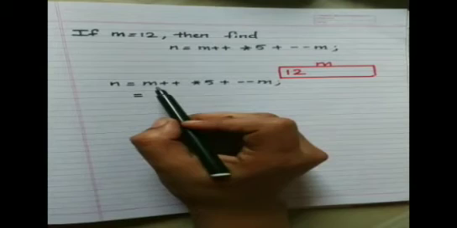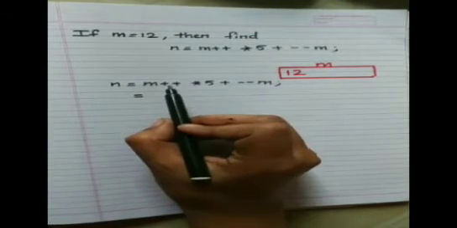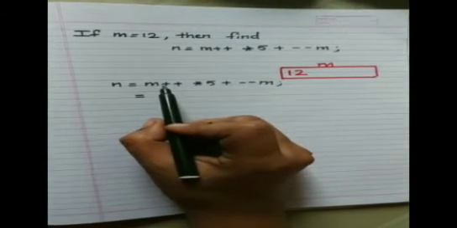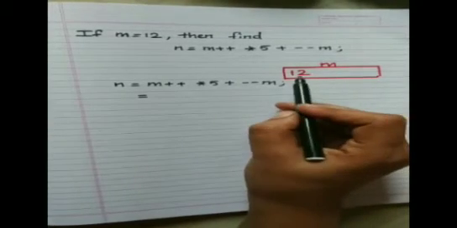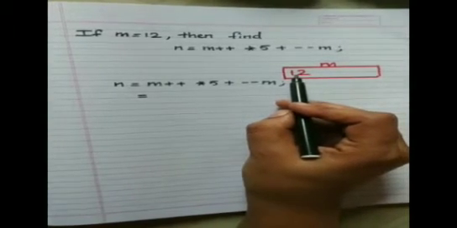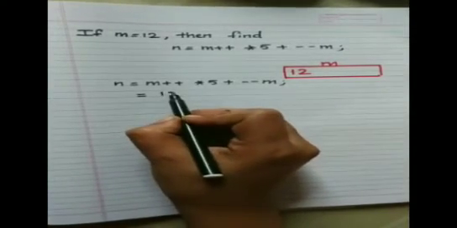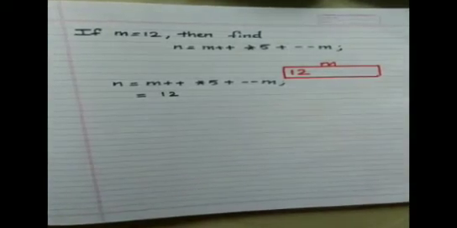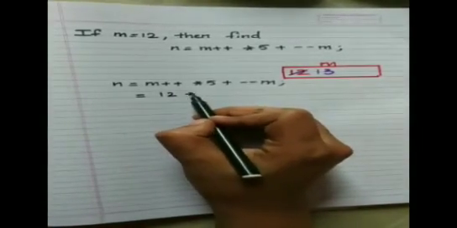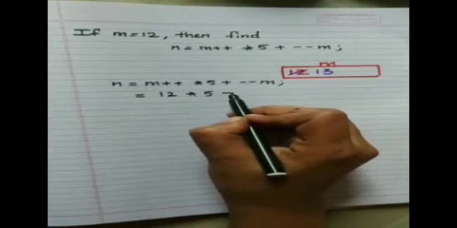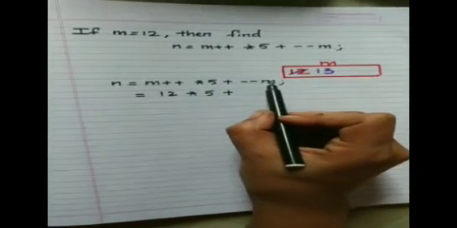that is equal to M++ is a postfix. Since it is a postfix, you have to take the initial value then change. So I am taking the initial value of M, that is 12, and change the value to 13, into 5 plus --M.